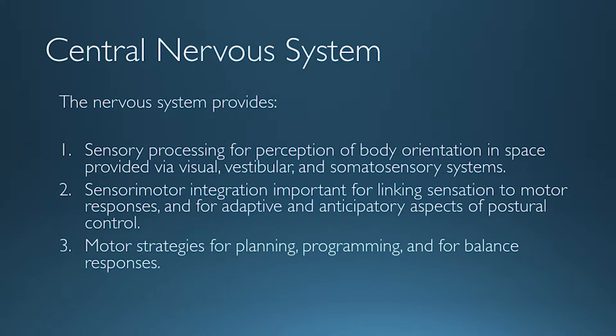So the central nervous system provides sensory processing, okay? It tells us what our body is doing in space via the visual, vestibular, and somatosensory systems. It's important for linking those sensations to our motor response and how we respond to different terrains or, what's another word I'm looking for? Ambient environments, okay? And then it also helps us with motor strategies for planning and programming for balance response, okay?